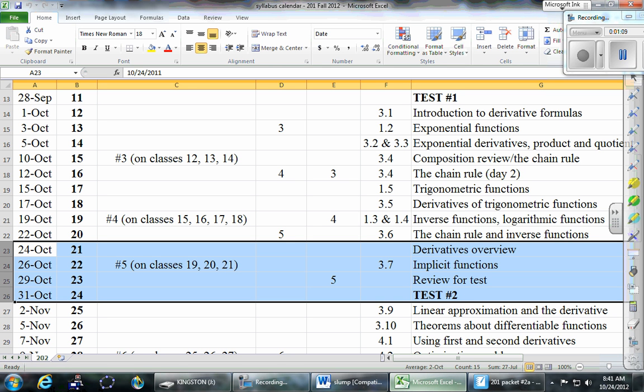And then Wednesday, 1 week from today, what's happening? Somebody help me with the days here. So that's Friday, Monday. So on Monday, when the project is due, is our review day for the test. And then the test is Wednesday, 1 week from today. Any questions on the calendar? I got that right, didn't I? Today, Friday, Monday, Wednesday.